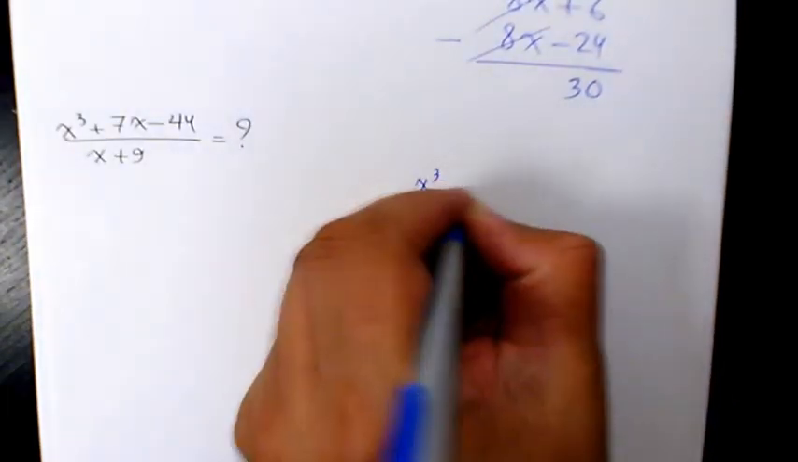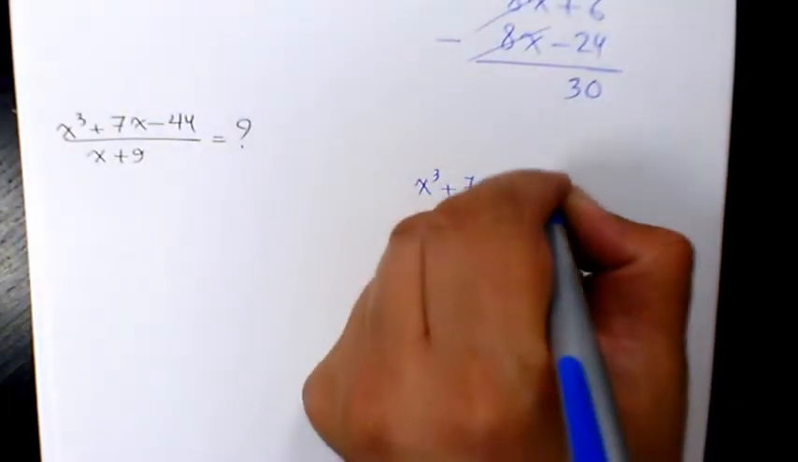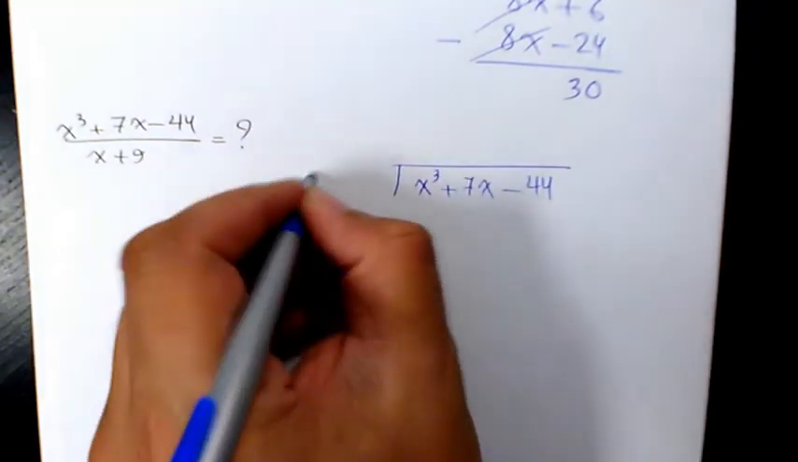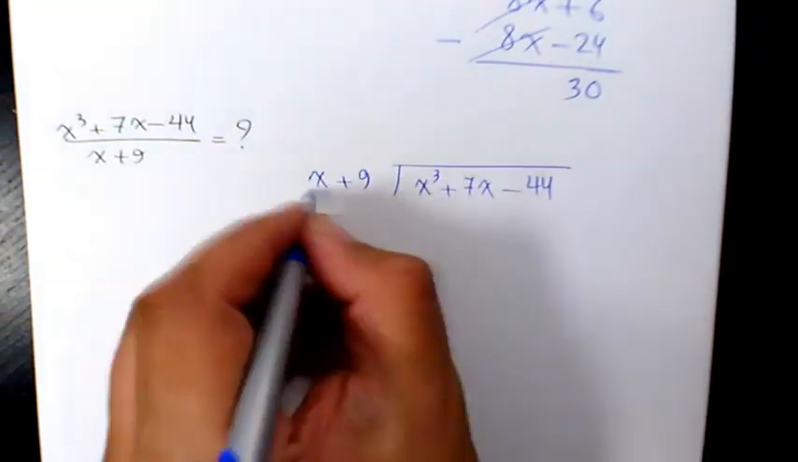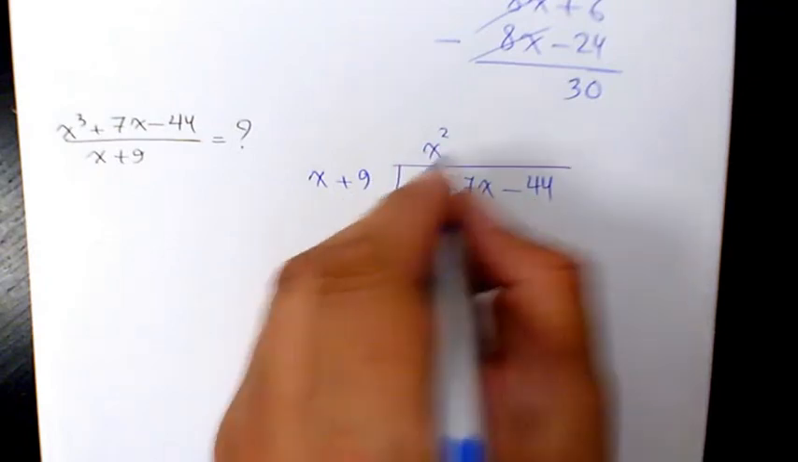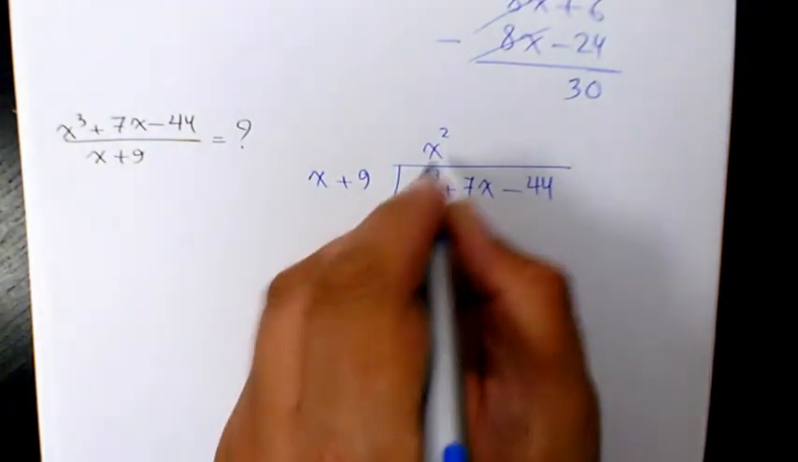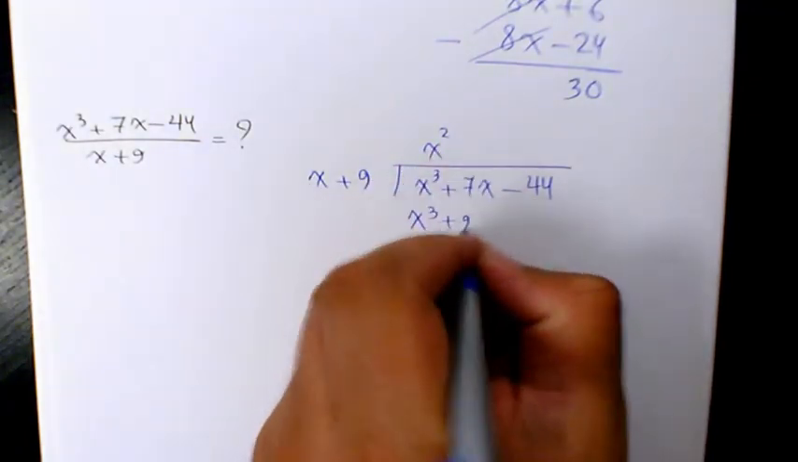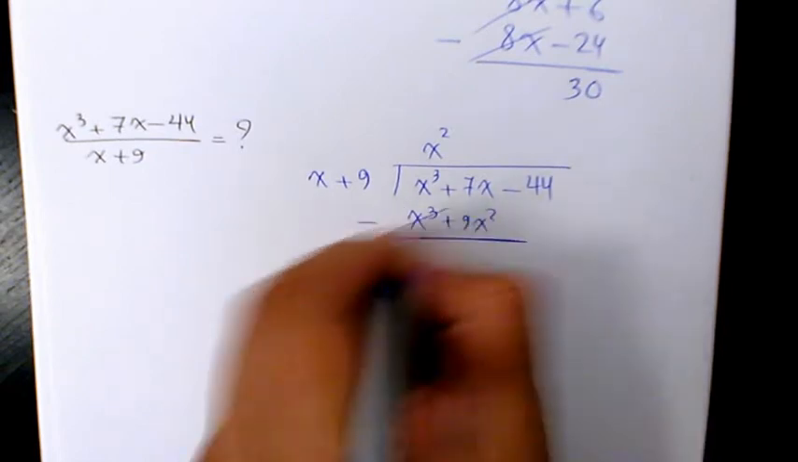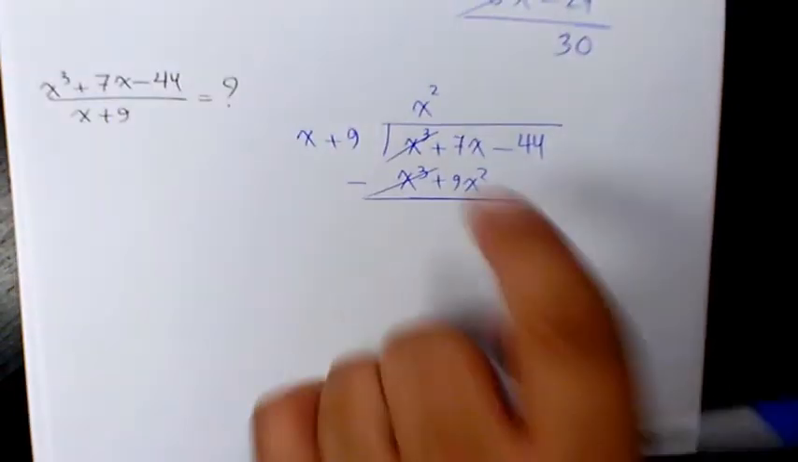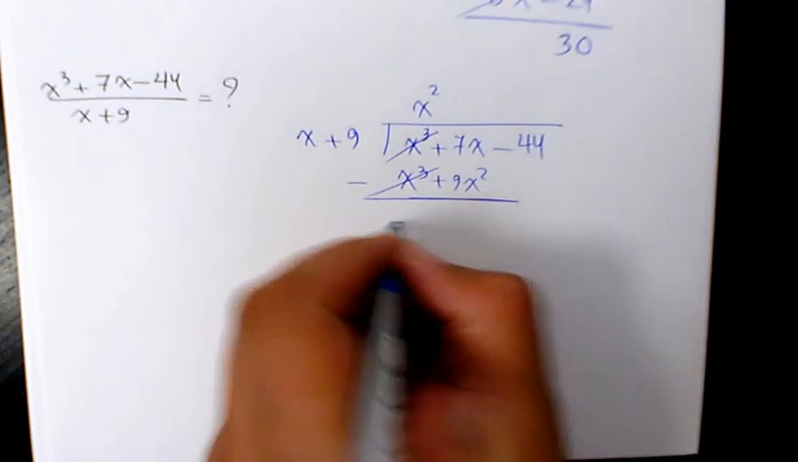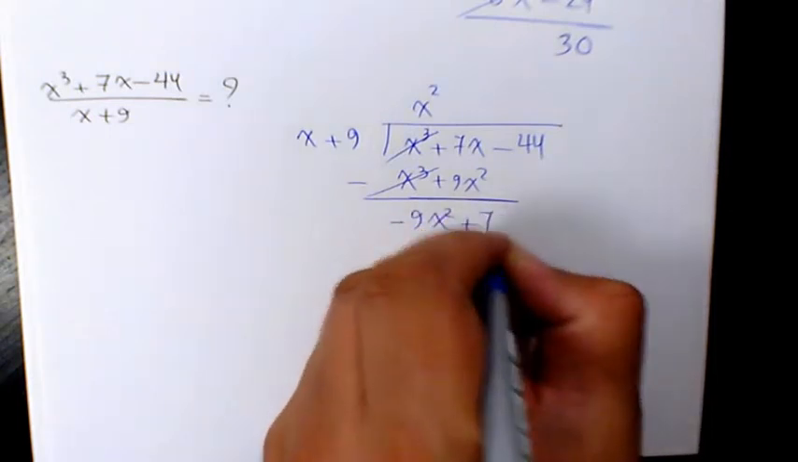x cubed plus 7x minus 44 divided by x plus 9. x cubed divided by x is going to be x squared. x squared times x is going to be x cubed. x squared times 9 is going to be 9x squared. When you subtract it, these two cancel out. Again, as you see here, we have two numbers. Negative 9x squared plus 7x.